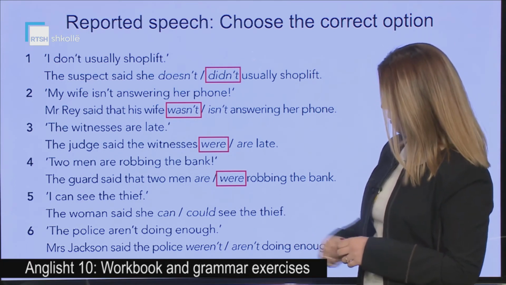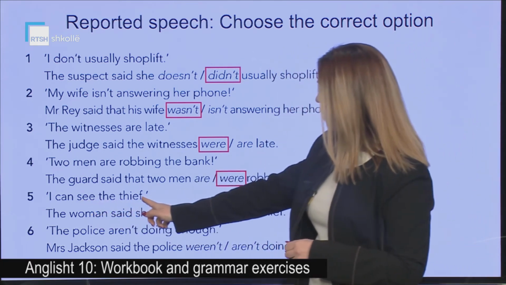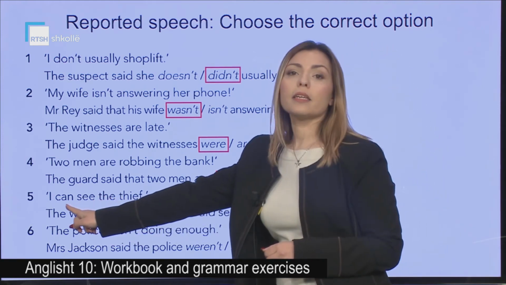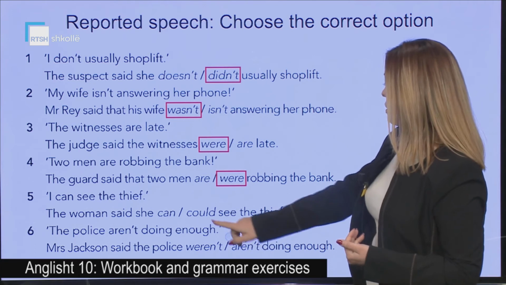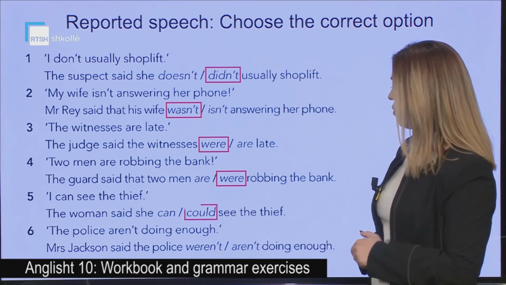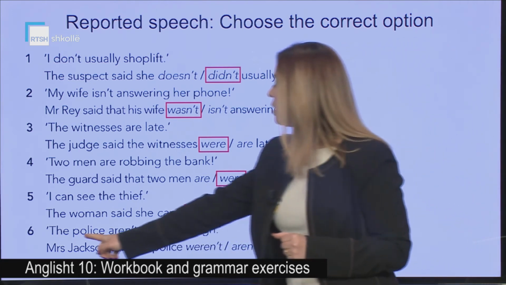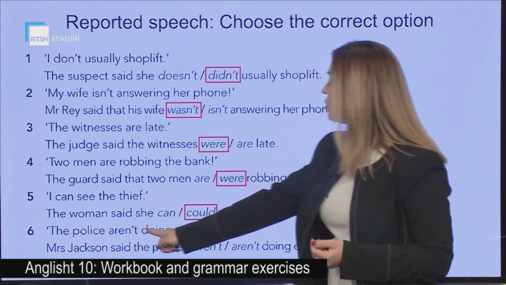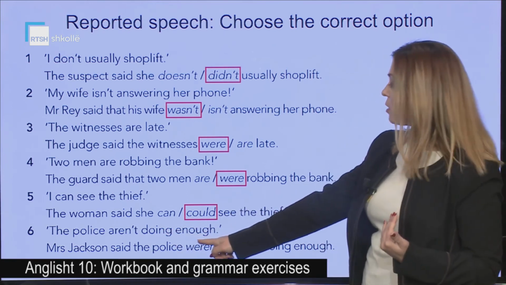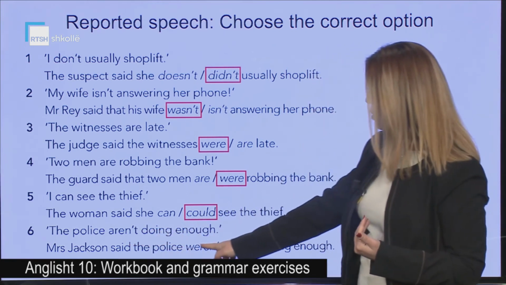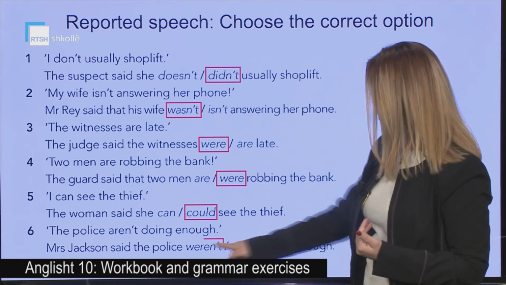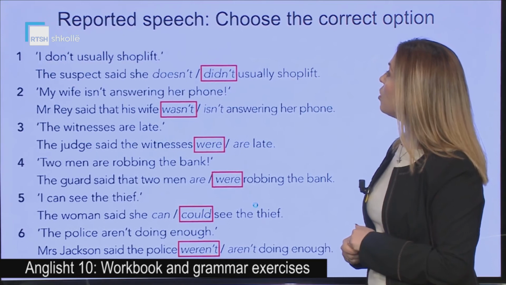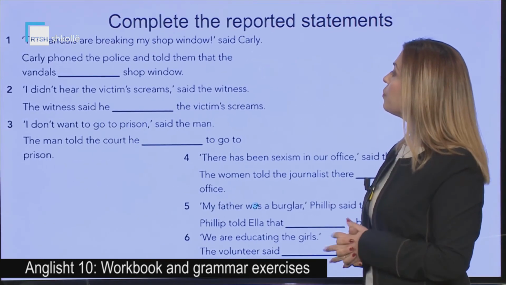And number 5. I can see the thief. The woman said that she can. Put it in the past. She could see the thief. And number 6. The police aren't doing enough. Present continuous. Put it in the past. Mrs. Jackson said that the police weren't doing enough. Let's move on with one more exercise with reported speech.